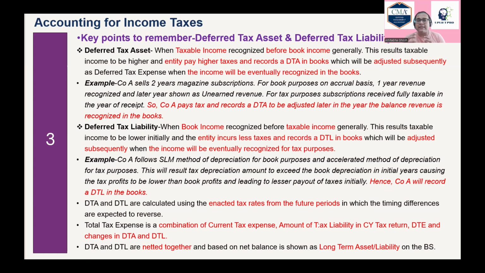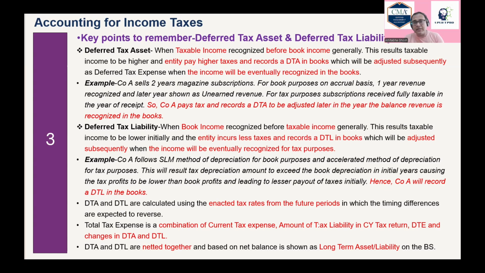My total tax expense is going to be a combination of my current tax expense, the amount of my tax liability in the current year tax return, deferred expenses, and changes in the DTA and DTL. This is again very important, what is highlighted in red. So how the total expense is computed should be kept in mind.